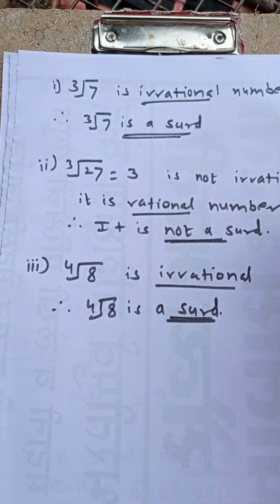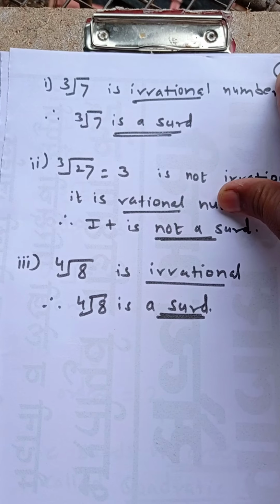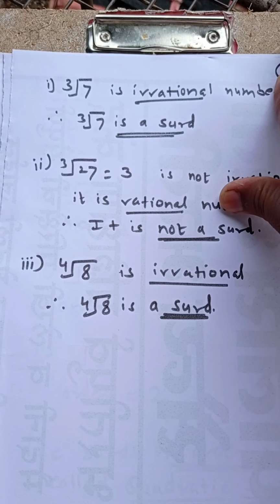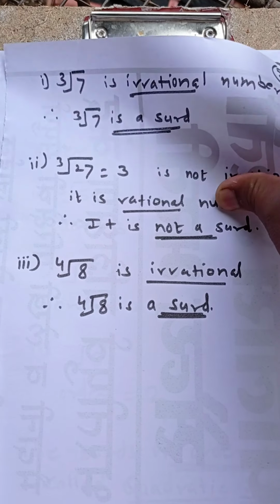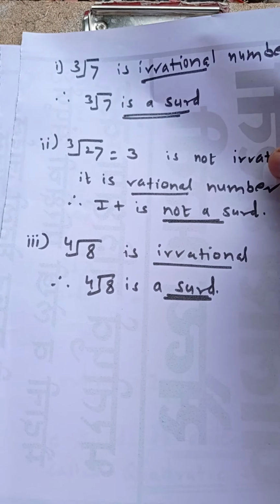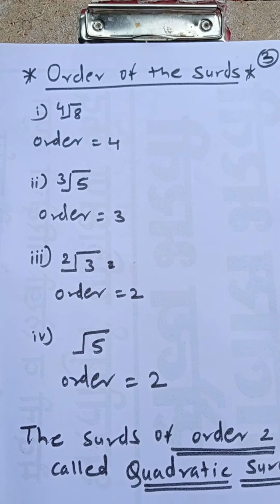It's very simple to find out the root. In simple language, if we get the root of that, then it is not a surd. If we don't get the root of that number, then it is a surd, that is, an irrational number, we say.